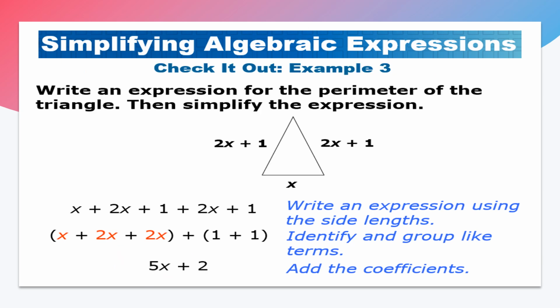Now, let's have another example. One side of a triangle is 2x plus 1, the other side is 2x plus 1. That means this is a scalene triangle. So let's combine x plus 2x plus 2x, that's 5x, and then 1 plus 1 is 2. So therefore, the perimeter of the triangle is 5x plus 2.